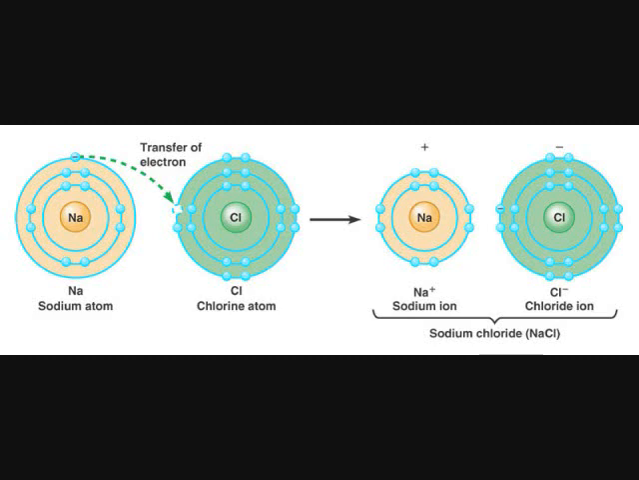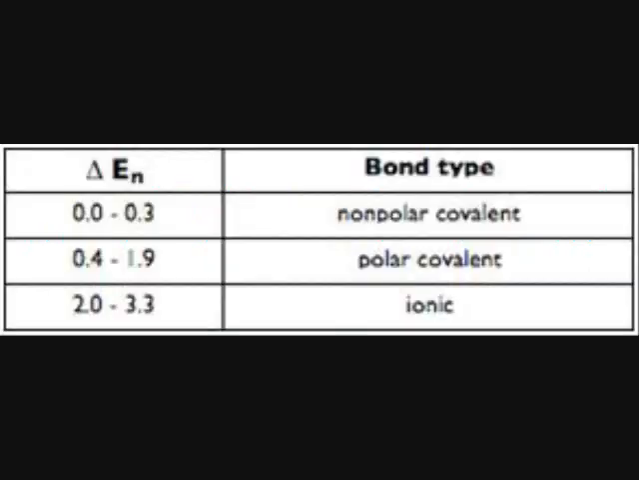In general, covalent bonds exist between nonmetals, whereas ionic bonds exist between a metal and a nonmetal. One way to determine this is to look at electronegativity differences. If there is no electronegativity difference, we have a nonpolar covalent bond. And a difference up to around 2 gives a polar covalent bond. Differences greater than 2 make an ionic bond.